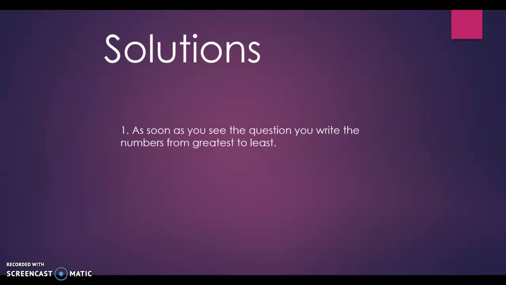Solutions. As soon as you see the question, write the numbers from greatest to least, or least to greatest. Do long division or use a calculator.